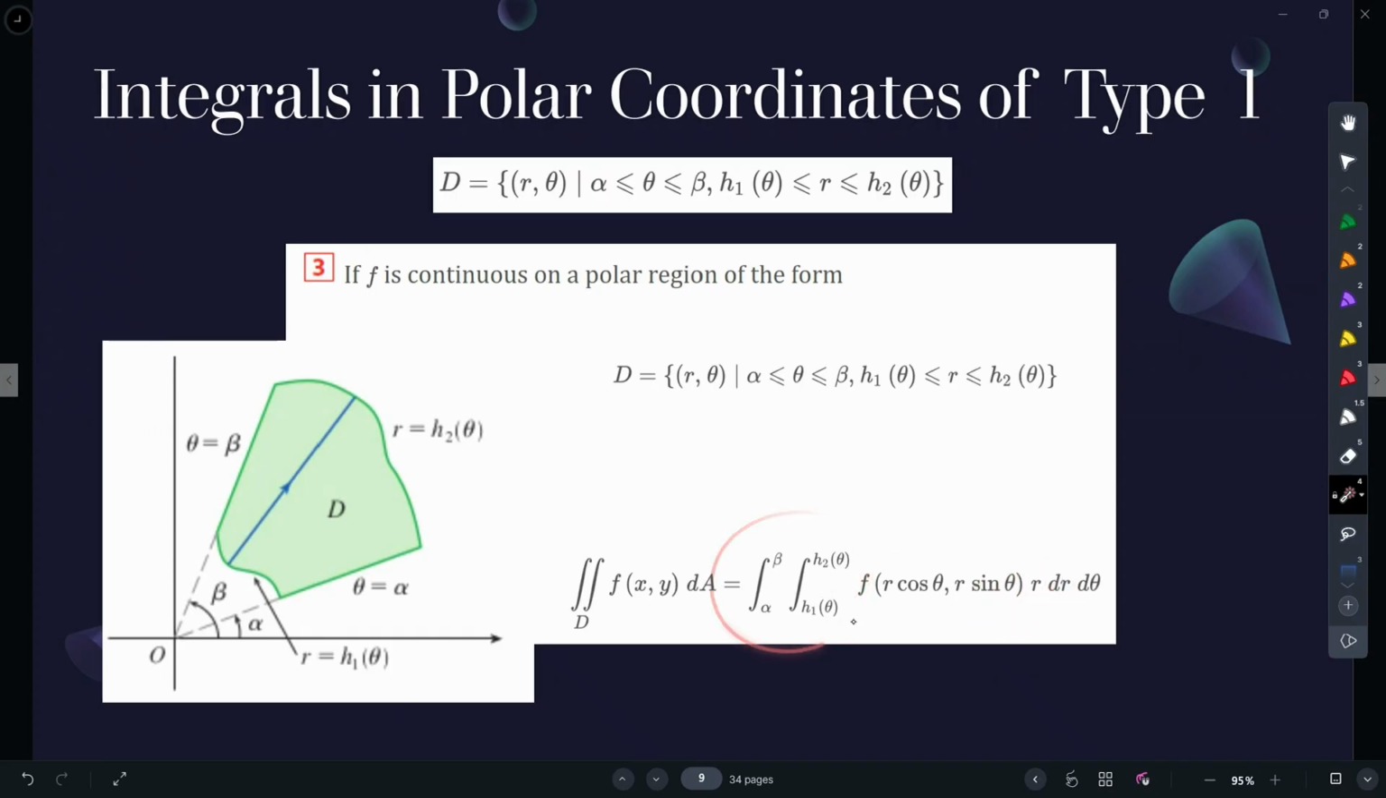And then the limits of integration: theta is still going between alpha and beta. And for a given theta, the bounds for r are between h1 of theta and h2 of theta. So that's why those bounds are now going between h1 and h2. Okay? So let me show you how that works in practice.